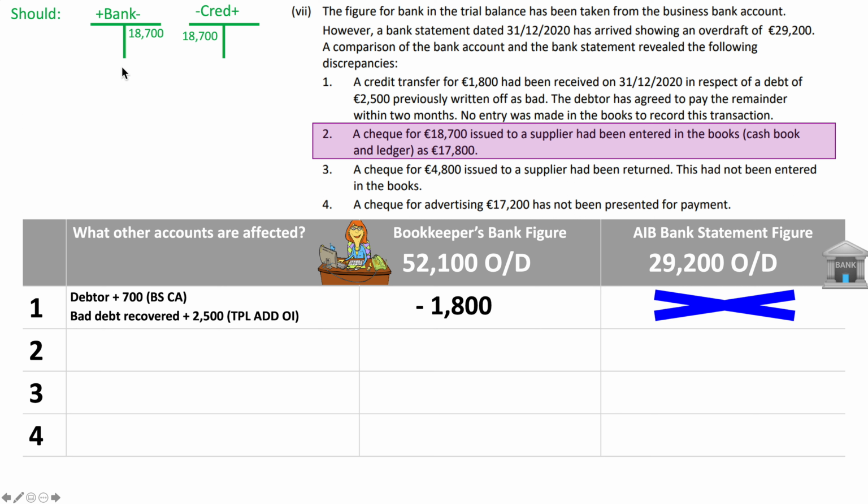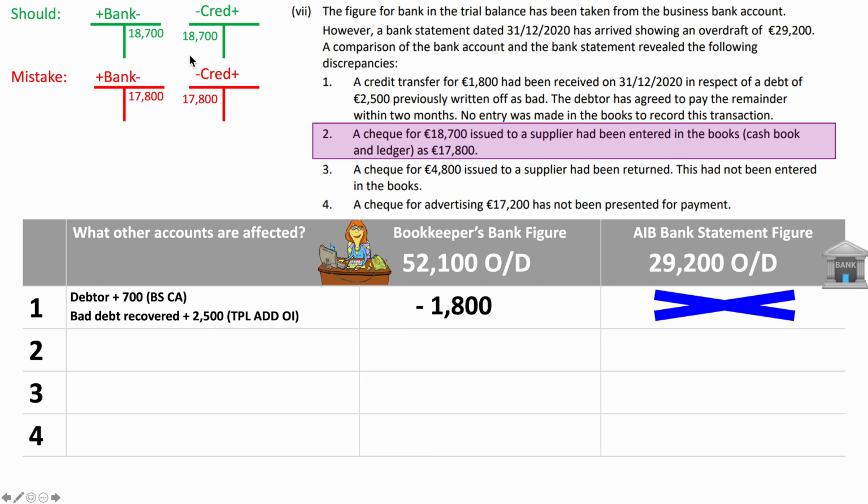What should the bookkeeper have done? The bookkeeper should have said 18,700 came out of the bank. So that's money out, on the credit side of the bank. And they should have said that the creditor, the liability, would reduce by 18,700 on the debit side. Now, what happened by mistake was that it went in as 17,800 instead of 18,700. So 17,800 comes out of the bank, and then 17,800 was reduced in the creditor.